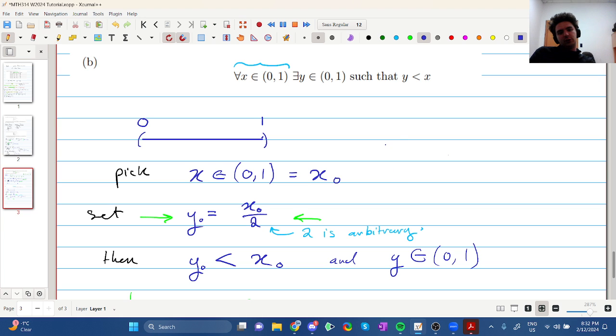If I chose x naught equal to 0.7, and then I chose my y naught to be x naught minus 1, then y naught would be negative 0.3. No good. That's out of the bounds. But if I choose my y naught to be x naught over 2, okay, now we're good. Now we're at 0.35. That's still in the bounds. It's still 0 to 1. All good.